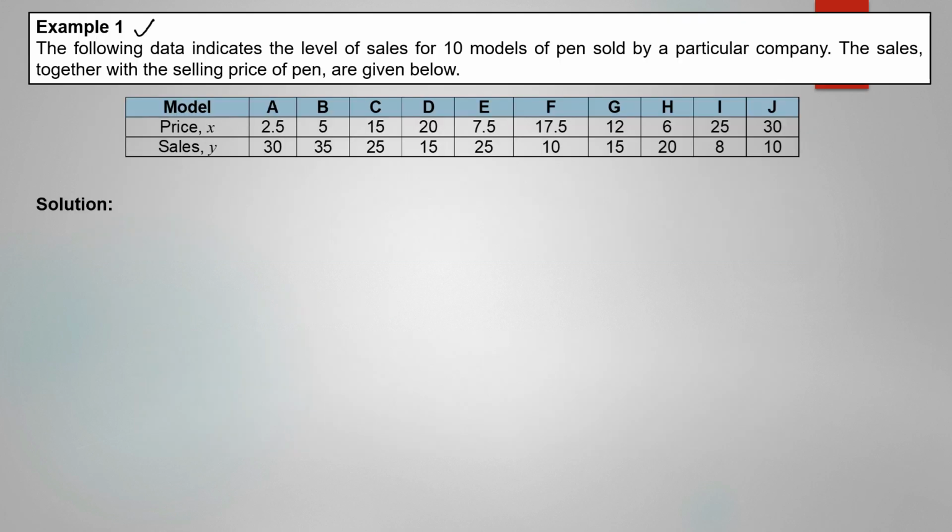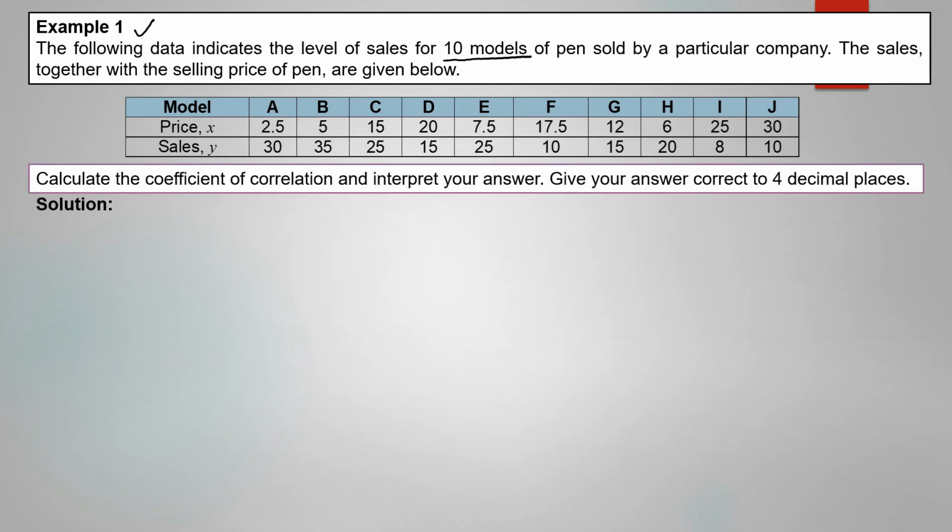Example 1. The following data indicates the level of sales for 10 models of pen sold by a particular company. The sales together with the selling price of pen are given below. Calculate the coefficient of correlation and interpret your answer. Give your answer correct to 4 decimal places.